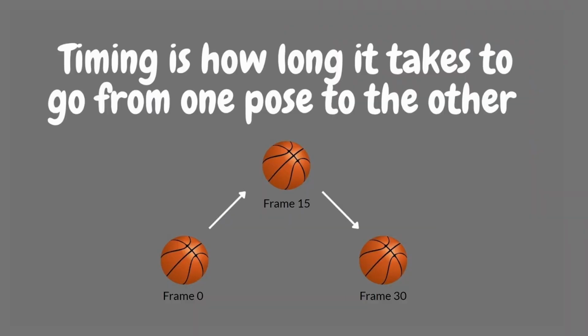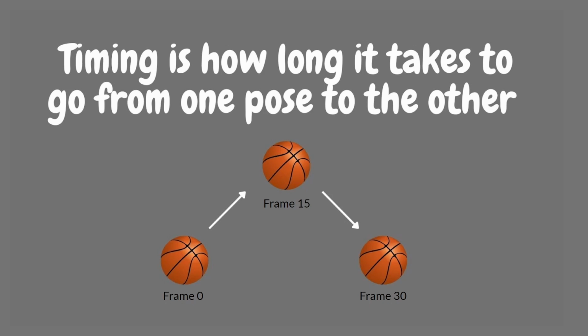So at first, let's go ahead and just take a look at timing and spacing at its basic fundamental level. Timing is really how long it takes to go from one pose to the other within your animation. In this rough example here, we have a ball going from a position on the floor to a position in the air and then back to the floor. So, a basic ball bounce.